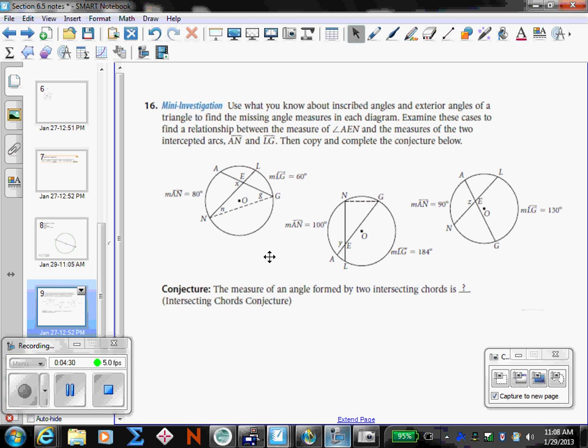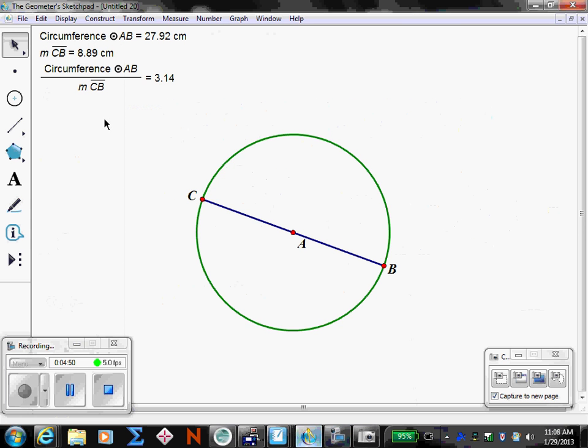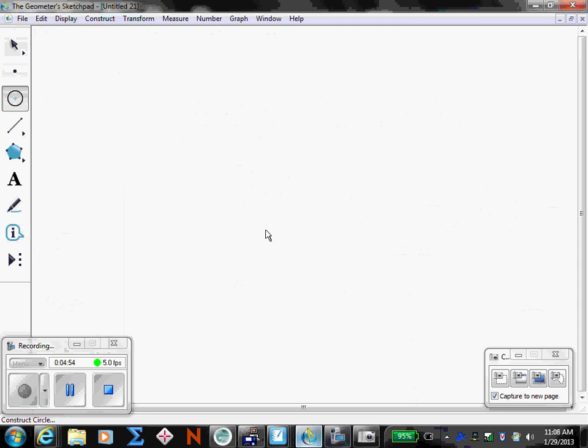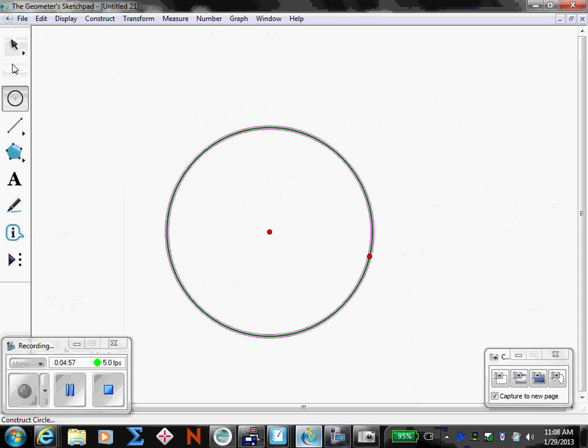So we're going to come up with a conjecture in order to solve for X. Now, notice this angle is not a central angle, nor is it an inscribed angle. So the angle that's being made is not anything that we have looked at. Okay, so let's see what we can come up with. Let's go back into Sketchpad and make a circle, and I'm just going to make two intersecting chords. So I'm going to put a couple other points on the circle.